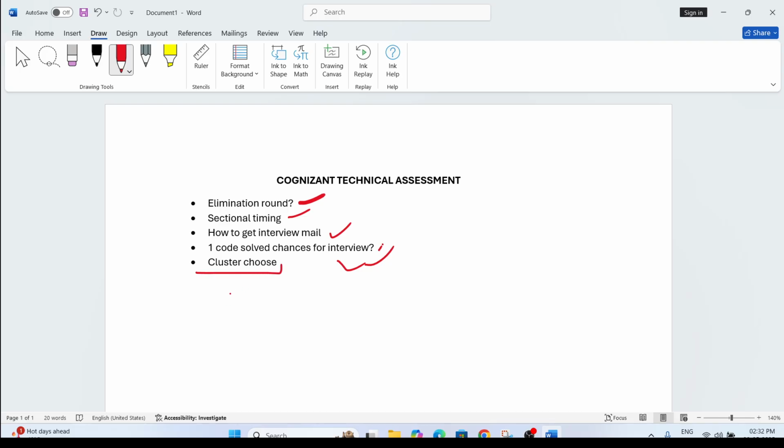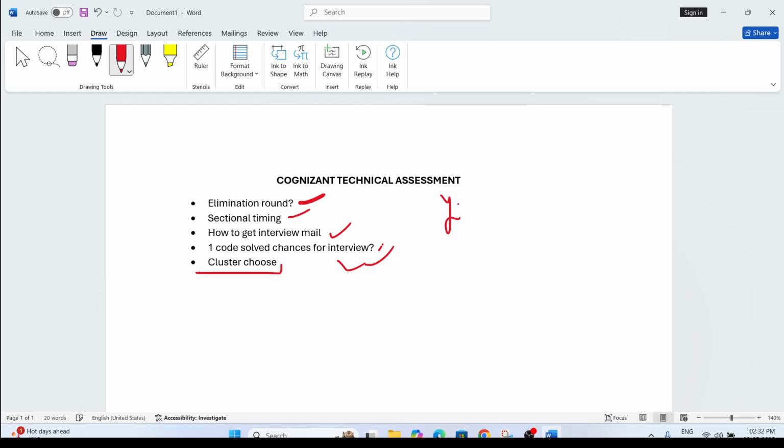Students have doubts while choosing the clusters, like if they choose cluster 1 and they get cluster 2 or 3, or if they choose 2 and they get 1 or 3. I will tell you how the cluster is defined and how they provide the cluster to the students. These are the questions I am going to discuss. First of all, I will talk about the elimination round.